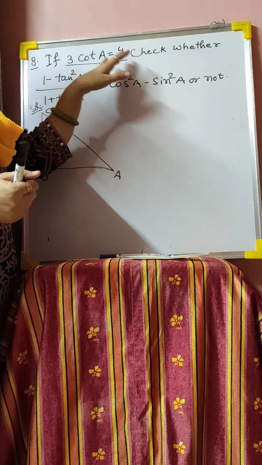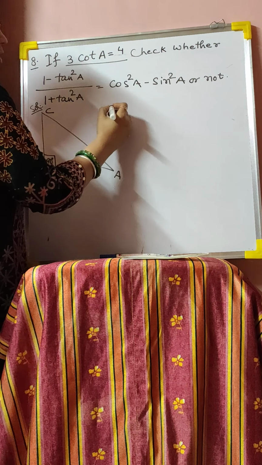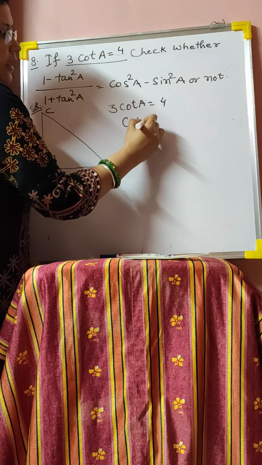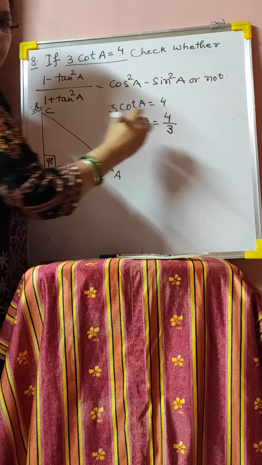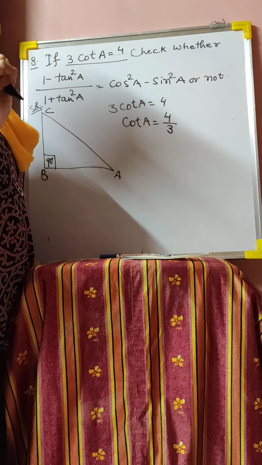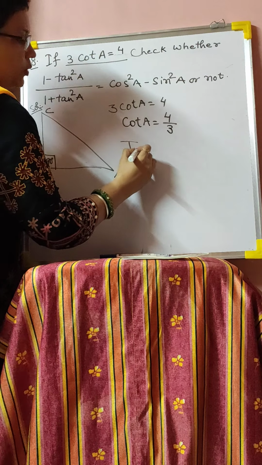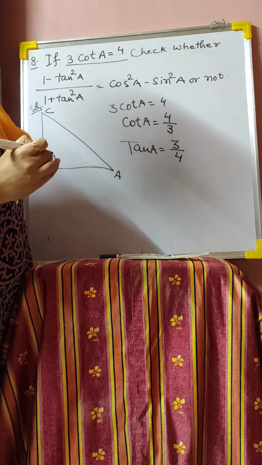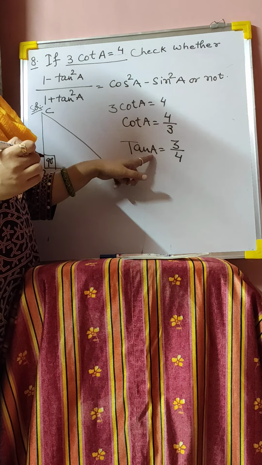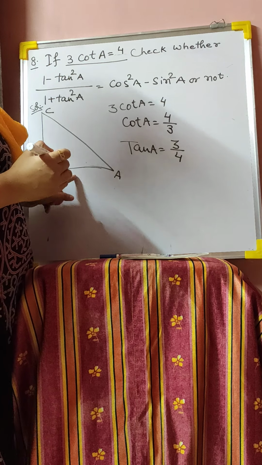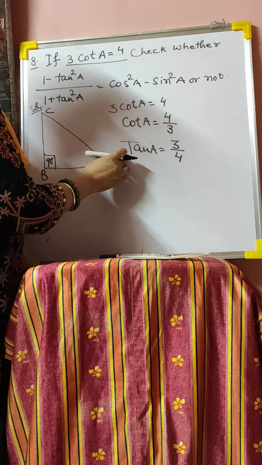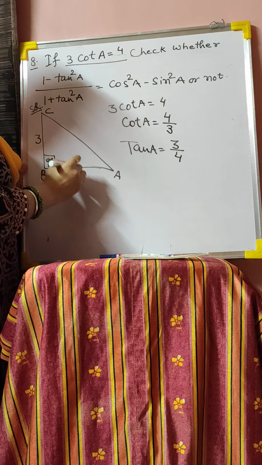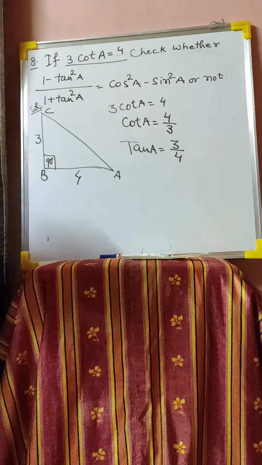So if 3 cot A is equal to 4, it means cot A is equal to 4 by 3. We know that cot is the reciprocal of tan. So tan A is equal to 3 by 4. Tan is equal to opposite side by base, like you can simply say P by B, perpendicular by base, or opposite by adjacent. So it will be 3 and it will be 4.